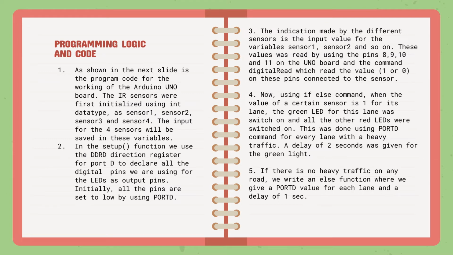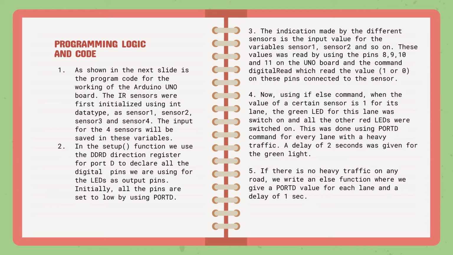The indication made by the different sensors is the input value for the variables sensor 1, sensor 2 and so on. These values were read by using the pins 8, 9, 10 and 11 on the Uno board and the command digitalRead, which reads the value 1 or 0 on these pins connected to the sensor.